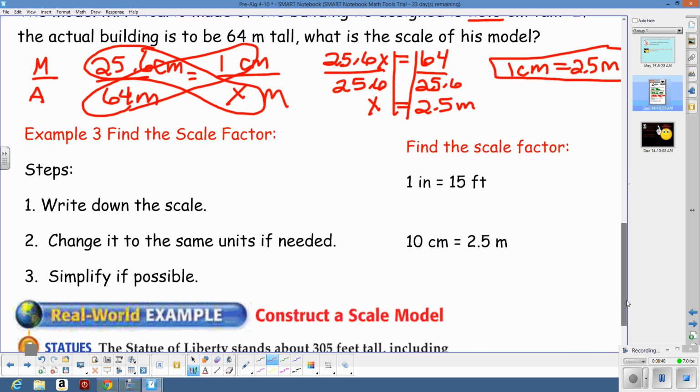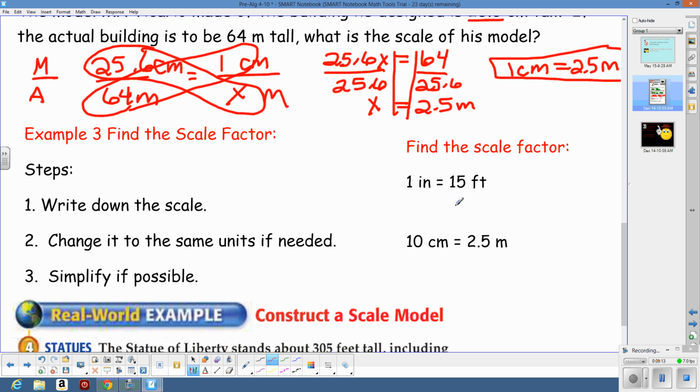All right, our next type of example is to find the scale factor. Scale factors are similar to scales in that you compare the model to the actual, but the key here is that a scale factor has to be in the same unit. If they're not in the same units, you need to change it so it is. The first thing you do is write down the scale, change to the same units if needed, and then simplify.